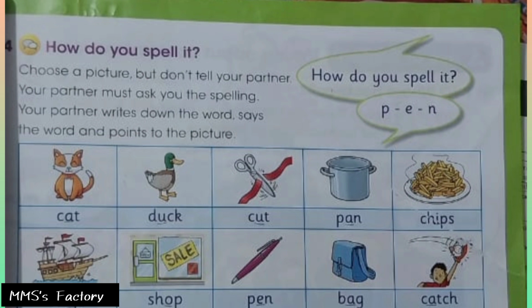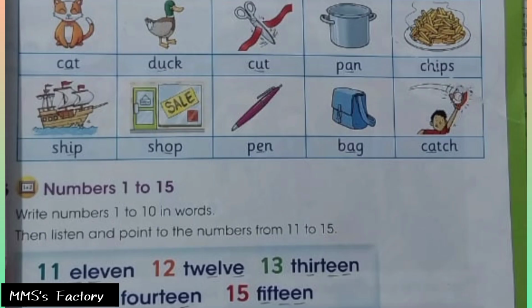CAT cat, DUCK duck, CUT cut, PAN pan, CHIPS chips, SHIP ship, SHOP shop, PEN pen, BAG bag, CATCH catch. The vowel letters in these words are underlined.